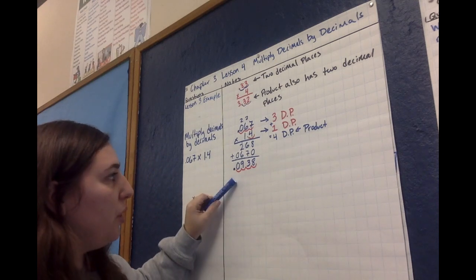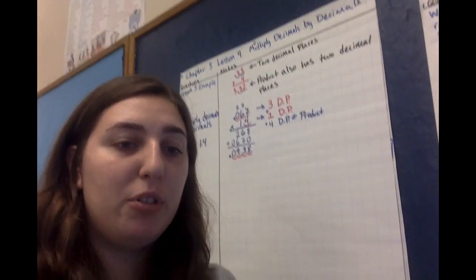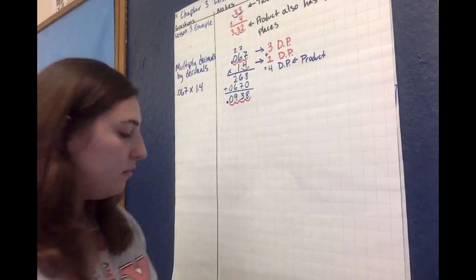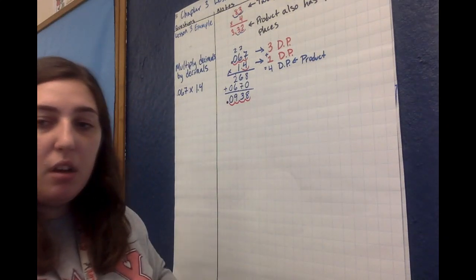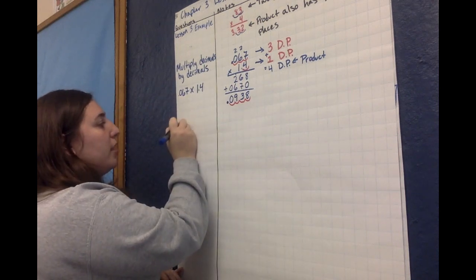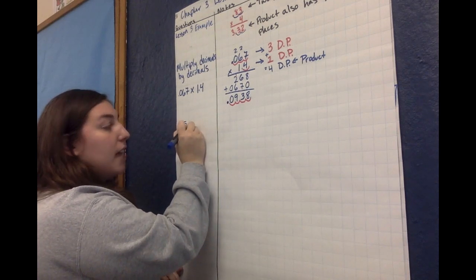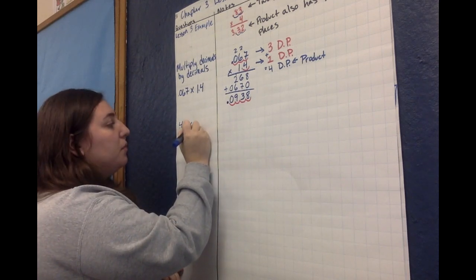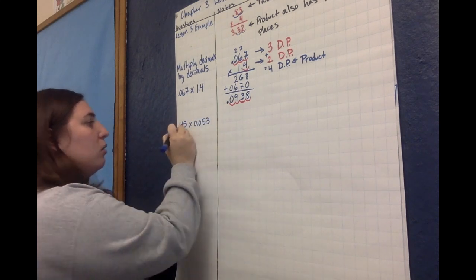But I'm going to show you a different strategy now for multiplying decimals a little easier. All right, so in our next example, we have 0.45, sorry, times 0.053.